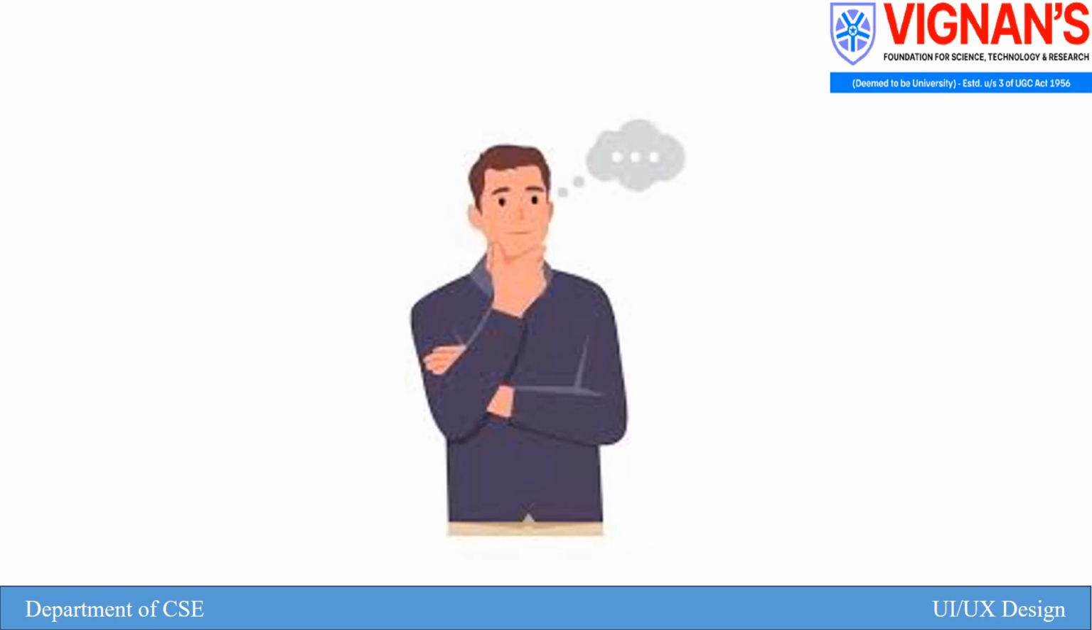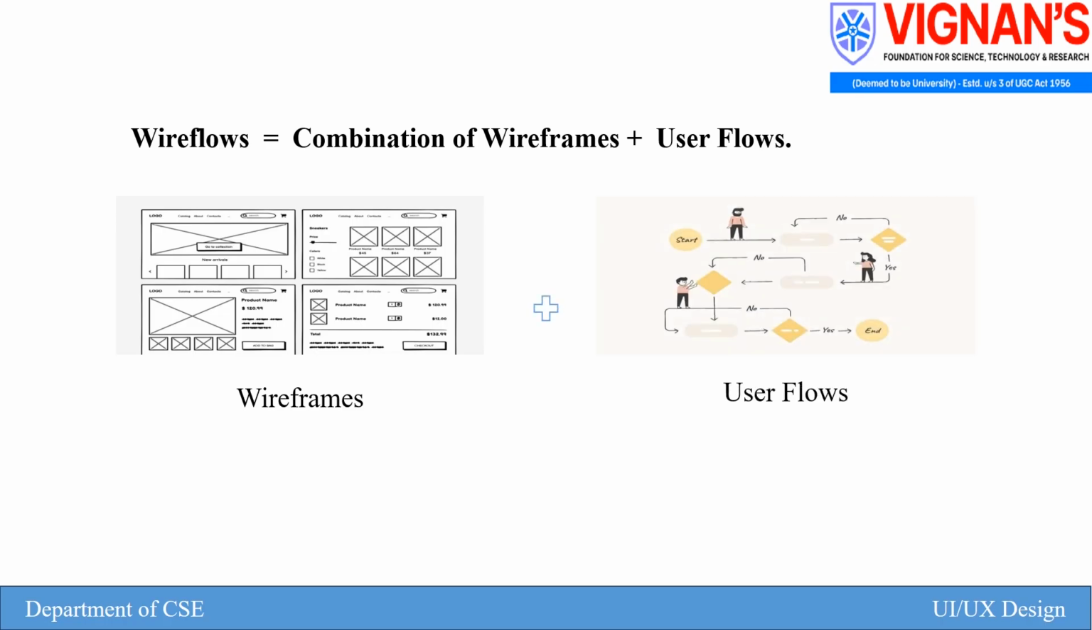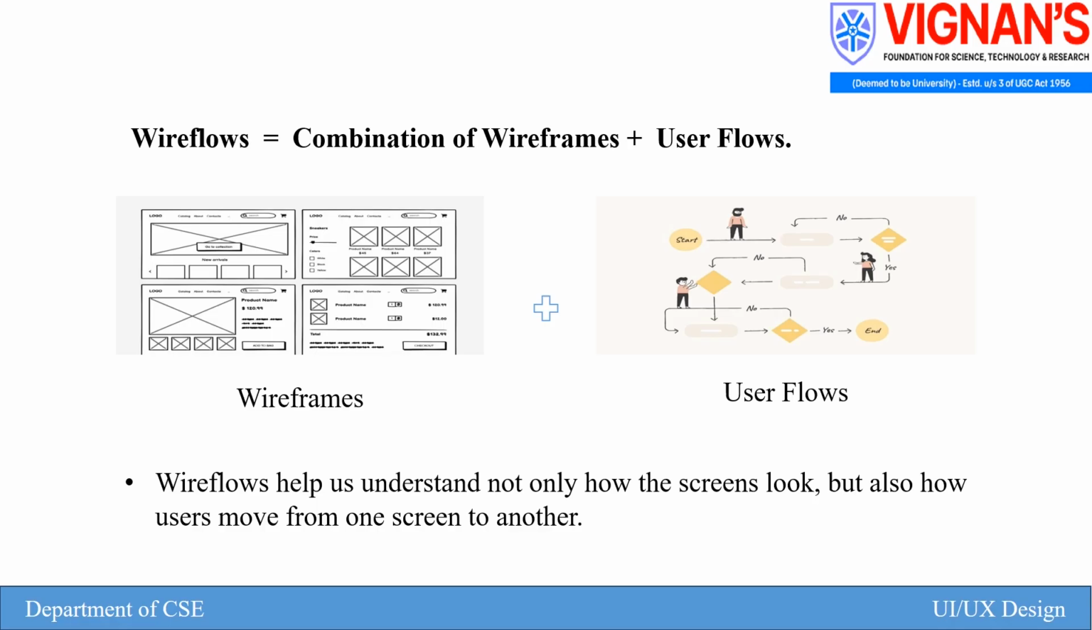Now we are going to see about wireflows. Wireflows are a combination of wireframes and user flows. Wireframes show the layout and structure of screens, like where buttons, images, and content are placed. User flows show the step-by-step journey a user takes to complete a task. When we combine both, we get wireflows. Wireflows help us understand not only how the screens look, but also how users move from one screen to another.